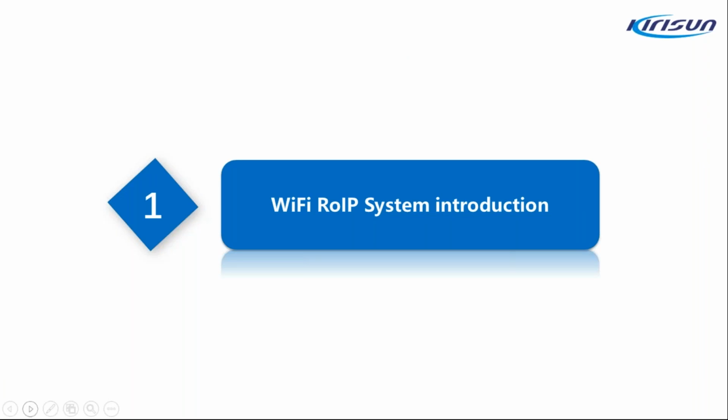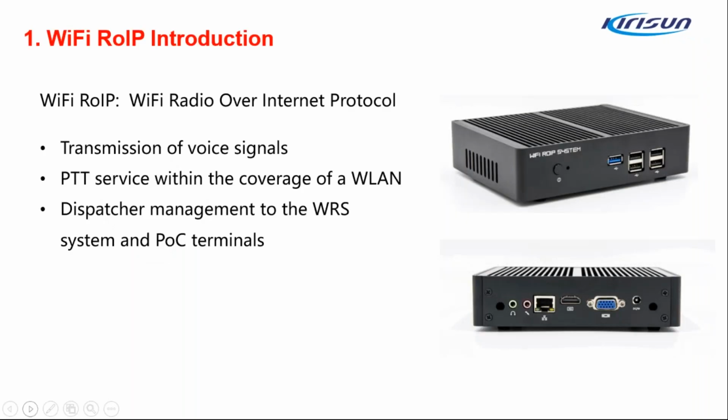The first part is the Wi-Fi RoIP system introduction. At first, I'd like to introduce what is WRS. WRS means Wi-Fi Radio over Internet Protocol System, which can achieve the transmission of voice signals carried by wireless signals over Internet Protocol networks, with the RoIP technology.